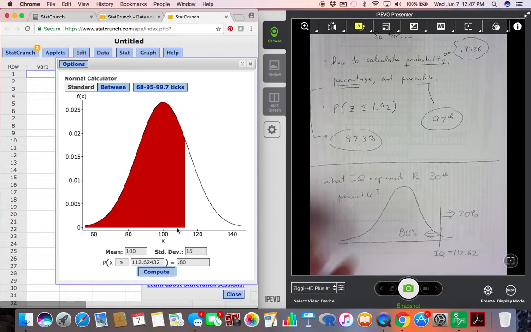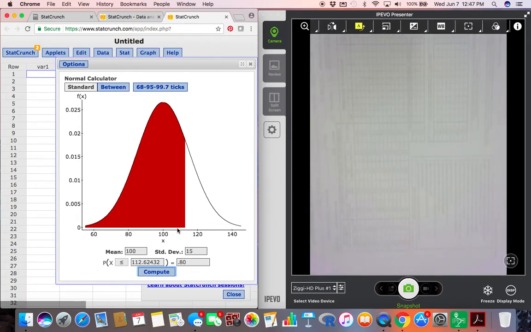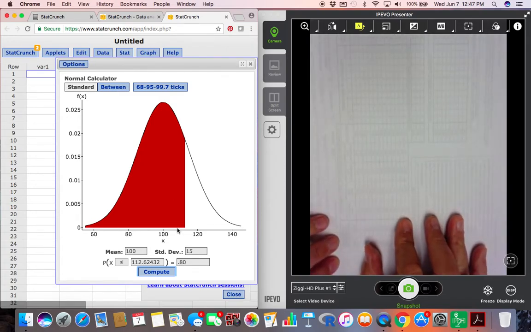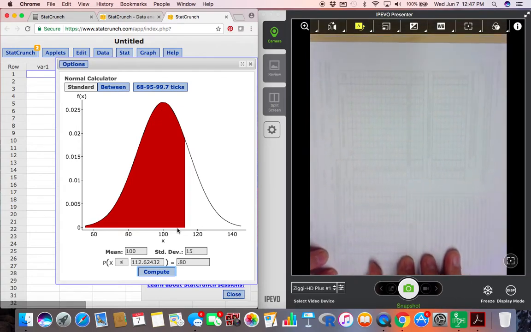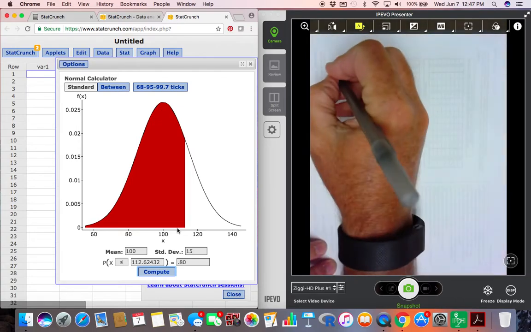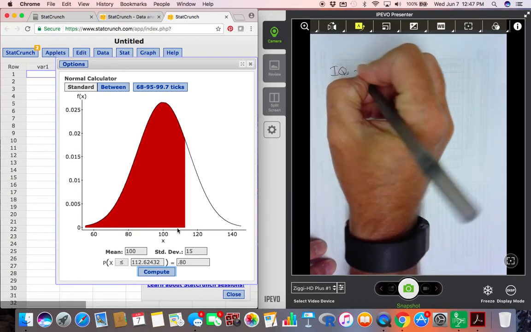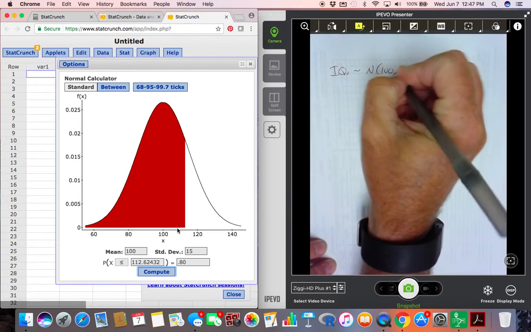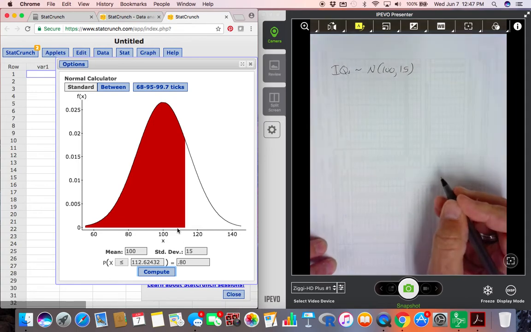Now, let's take it a little bit further. This one drives students crazy all the time. IQs form a normal distribution, mean of 100, standard deviation of 15.